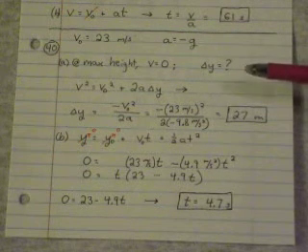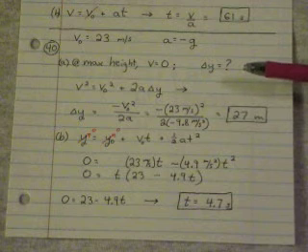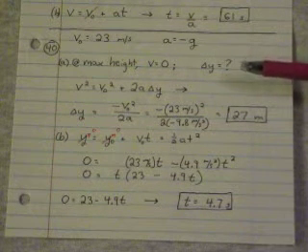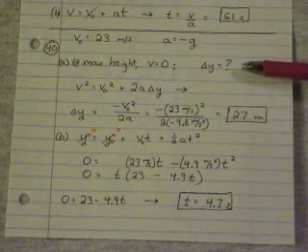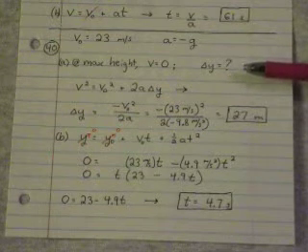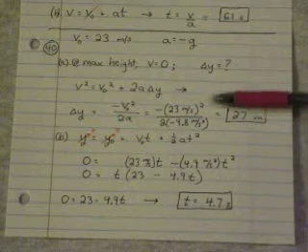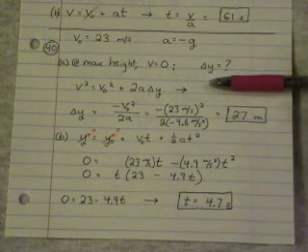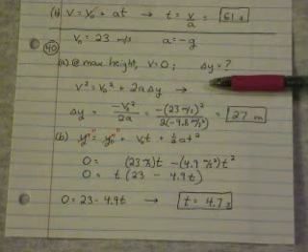Question A asks, what's its maximum height? To do this, you need to recognize that at its maximum height, that's where velocity is equal to 0. And we're solving for delta y. So with that information, we can use this equation. V squared equals V naught squared plus 2a delta y.